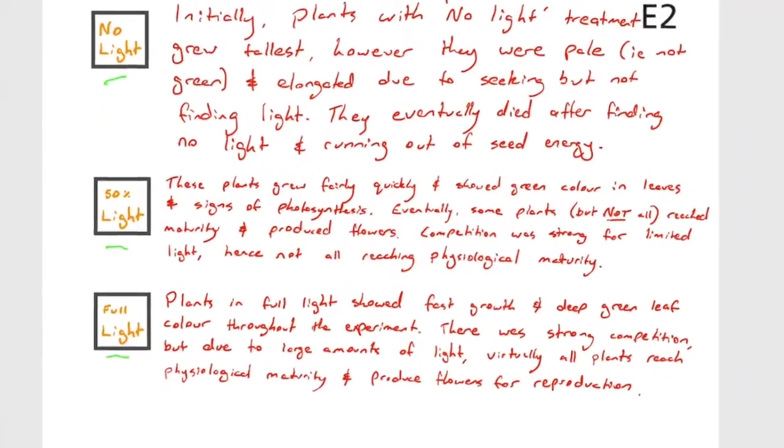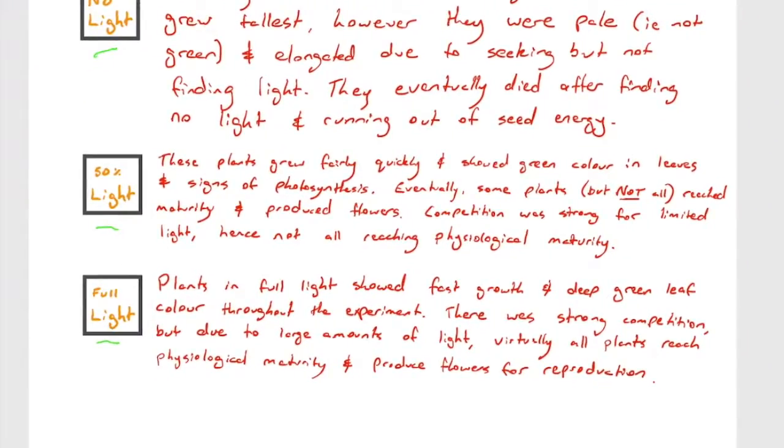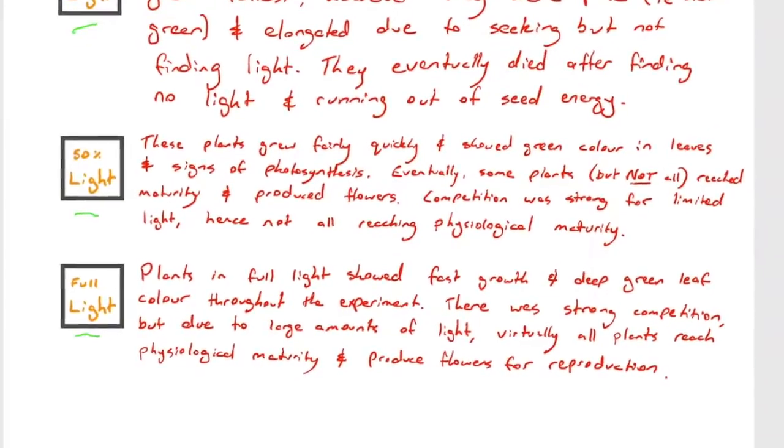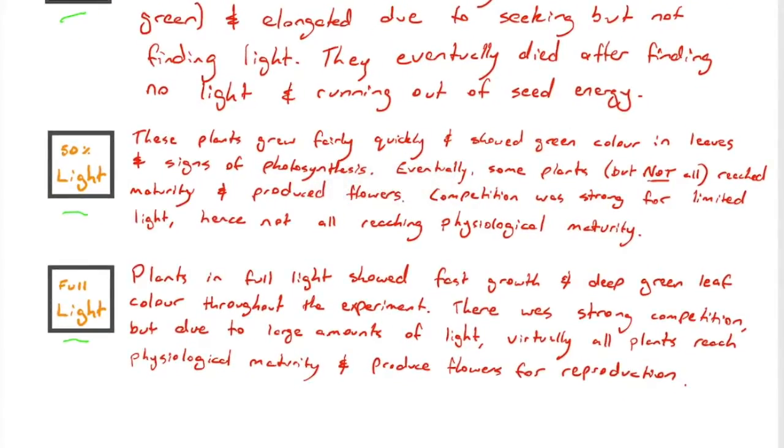The next point is 50% light. So these plants grew fairly quickly, and they showed green color in the leaves and signs of photosynthesis. Eventually, some plants, but not all, reached maturity and produced flowers, and competition was strong for limited light, hence not all reaching physiological maturity and therefore not flowering.